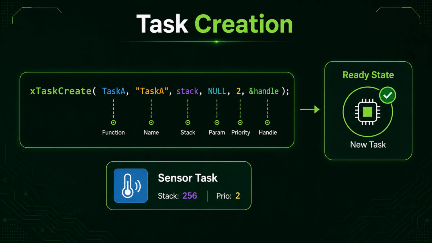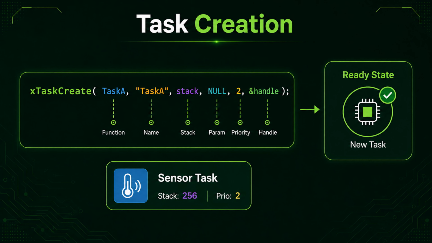A task is commonly created using the xTaskCreate function. Its main parameters define the task function, task name, stack depth, input parameter, priority, and optional task handle. The task function contains the code that will execute. The task name is mainly used for debugging. Stack depth determines the amount of stack memory allocated to the task.